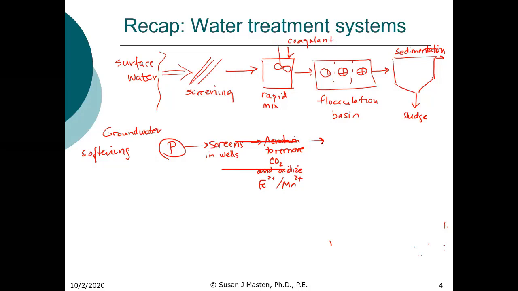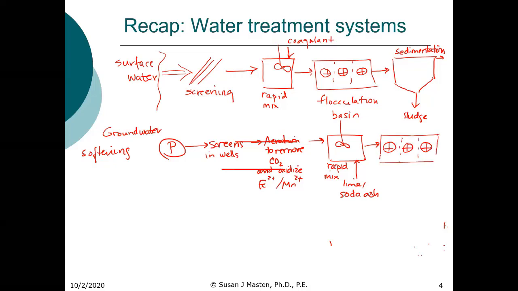What next? What are we adding? Lime and soda ash. Exactly. So we, again, have a rapid mix. And I'm just going to write this as one process, even though we talked about multiple stages. Okay, so we have lime soda ash. From there we go into a flocculation basin. Really, this is a reaction basin, but we often refer to it as a flocculation basin. And from there, water flows where? Into sedimentation.